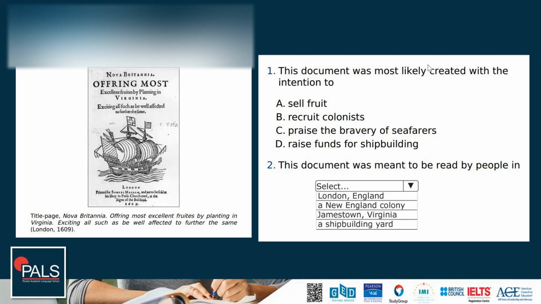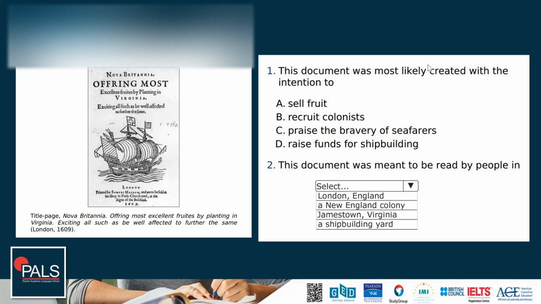Okay, so again, it's easiest to just look at these primary sources and try to find text that helps us make the best choice. So right beneath the ship we mentioned, it says London. On the top, it says Virginia. So we have 2 pieces of evidence which could give us the right answer. We have to think about this. If we're trying to sell fruit from Virginia, where would that most likely be sold? So, was it meant to be read by people who were in a New England colony? Possible.